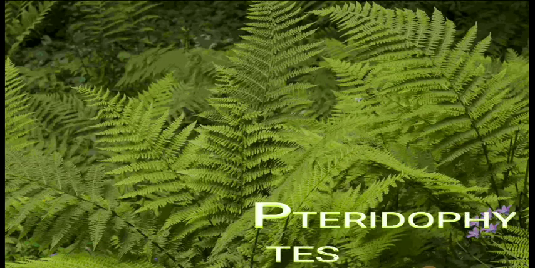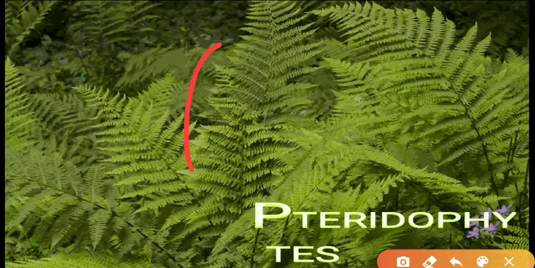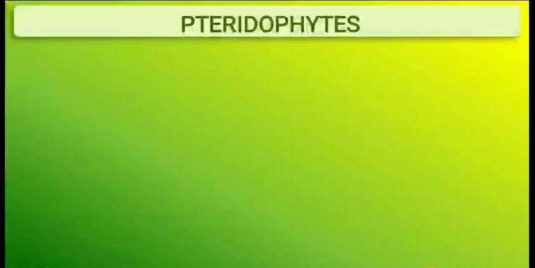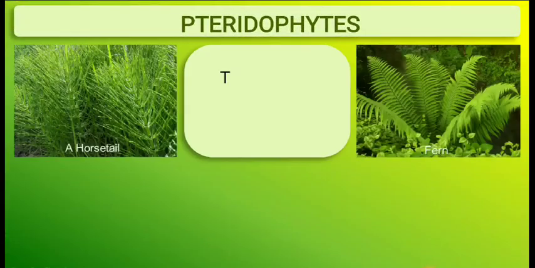Pterido means feather, and phyta means plant. The plants which have feather-like leaves are called pteridophytes. See here, this diagram is given. This is the picture of a fern plant, Nephrolepis exultata. If you look at the leaf of this plant, it is feather-like. In pteridophytes, near about 400 genera and 10,500 species are included.